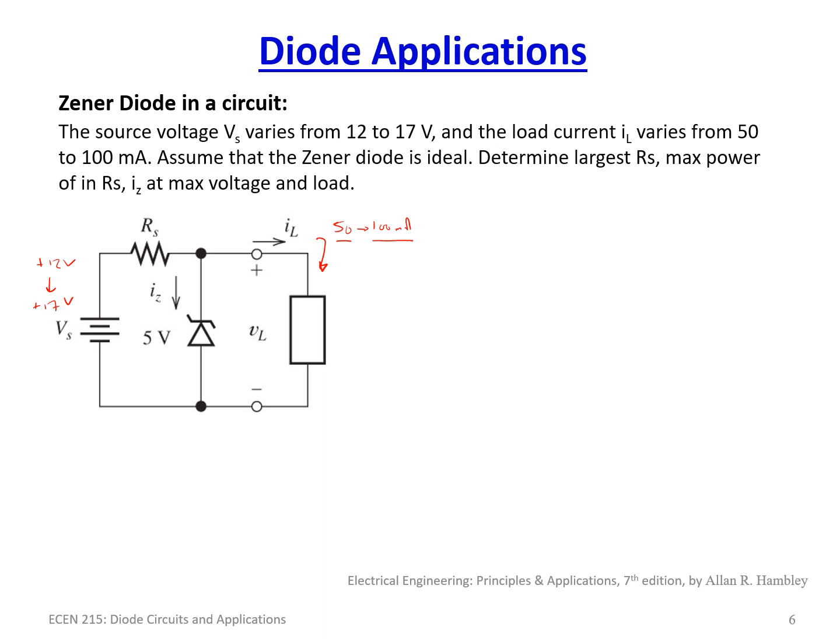We're going to assume the Zener diode is ideal, and we're asked to determine the largest value of Rs, and of course the maximum power that's going to be dissipated in Rs, at IZ, at max voltage and load. So let's look at that.